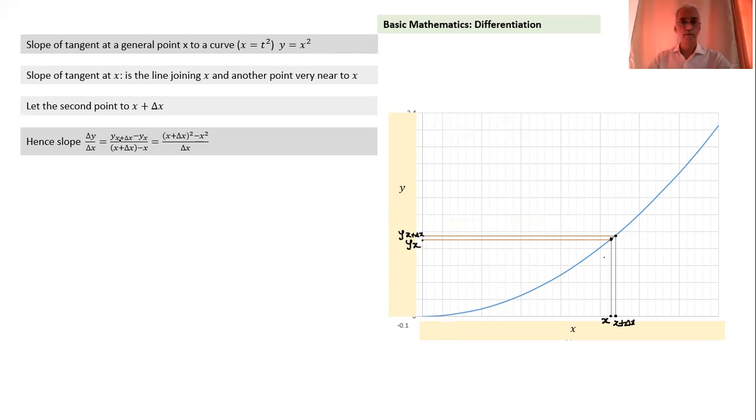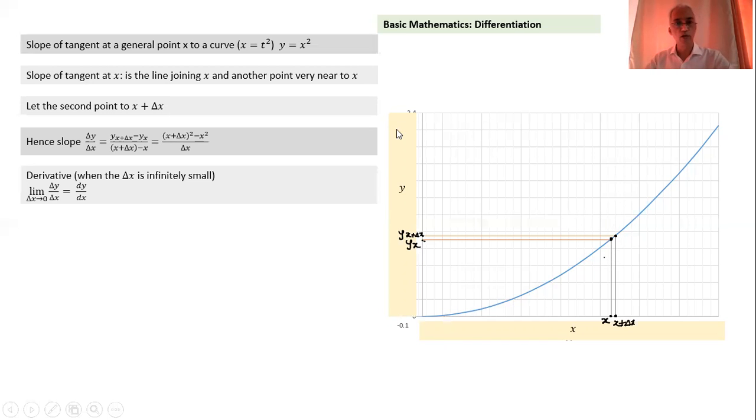So what is this one? This point corresponds to x is equal to x plus delta x. Hence it will be the square of x plus delta x. So the y coordinate of this point will be x plus delta x whole square. The y coordinate of this point will be x square. So can you simplify this expression? This is the slope of a secant of 2 points. Their horizontal distance is delta x.